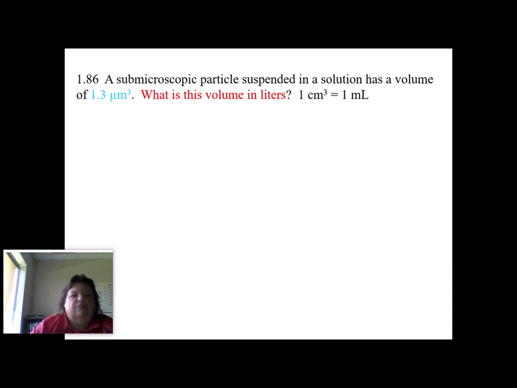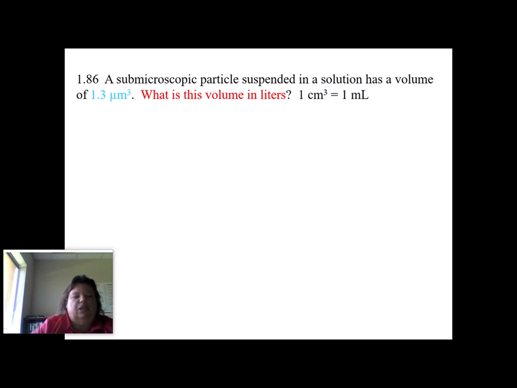1.86 is a little bit harder problem. It asks: a submicroscopic particle suspended in a solution has a volume of 1.3 micrometers cubed. Okay, micrometers cubed is a unit of volume. What is the volume in liters? And I would tell you that 1 centimeter cubed is equal to 1 milliliter.